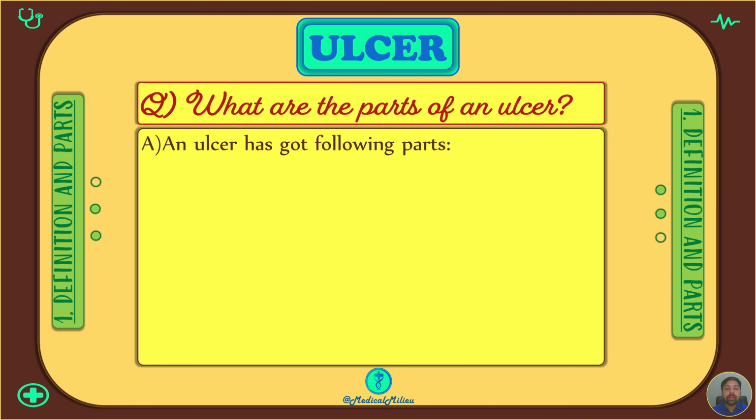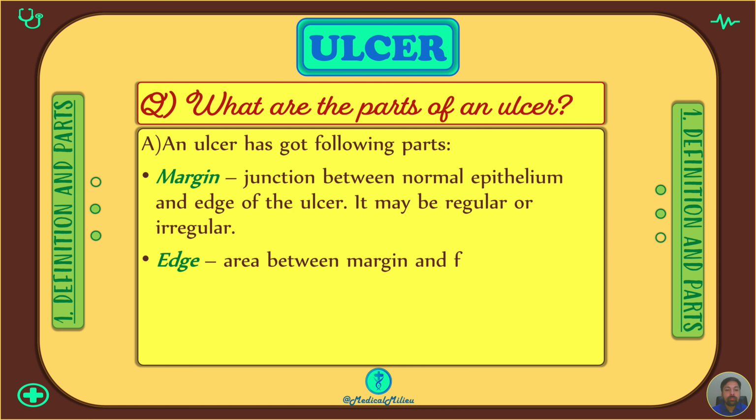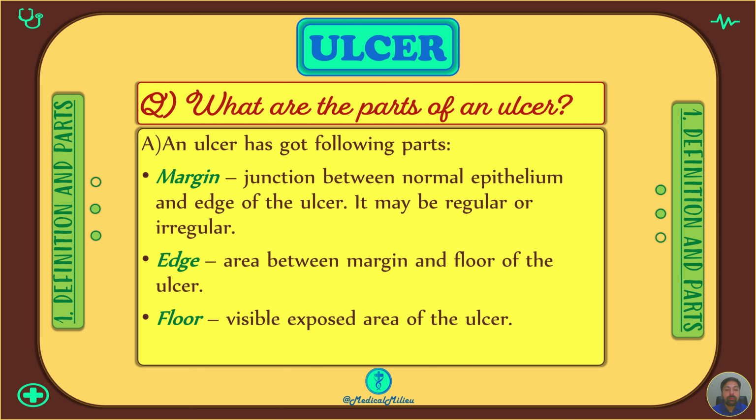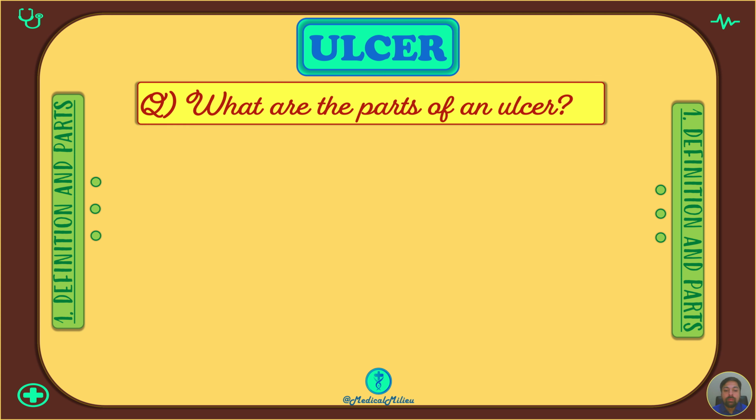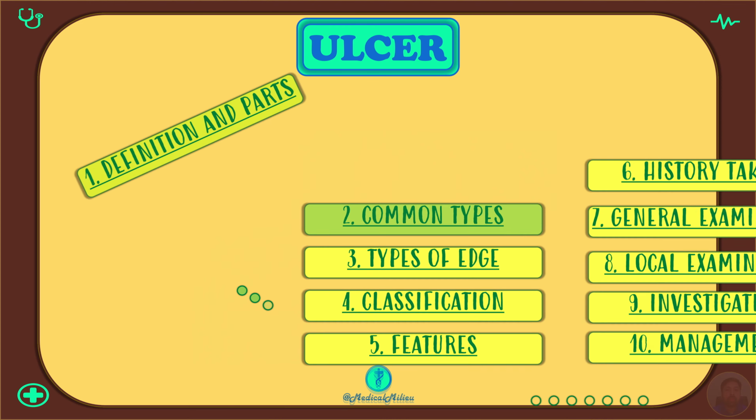An ulcer has got the following parts. Margin is the junction between the normal epithelium and edge of the ulcer. It may be regular or irregular. Edge is the area between margin and floor of the ulcer. Floor is the visible exposed area of the ulcer, and base is the area on which the ulcer floor rests. A diagram showing various parts of the ulcer: margin, edge, floor, and the base.